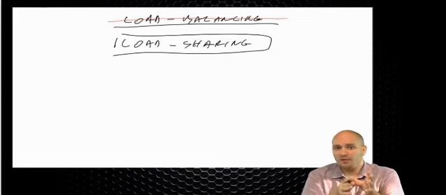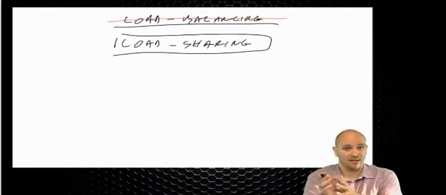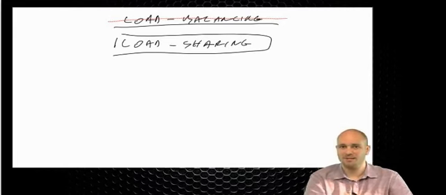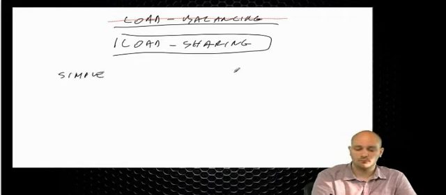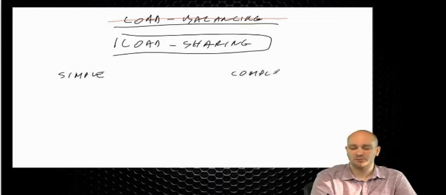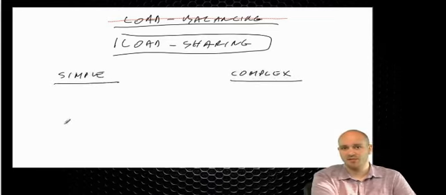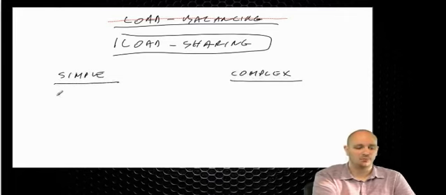Now, how do we identify the same traffic? This is where different load balancing mechanisms or load sharing mechanisms come into play. Now, I like to divide them into two categories. We have simple ones and we have complex ones. Now, the simple ones are using just a single piece of information to provide load balancing.